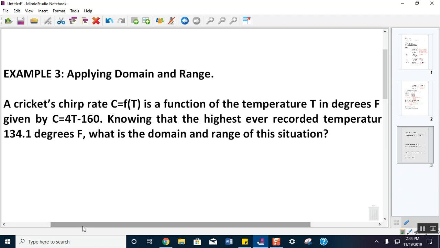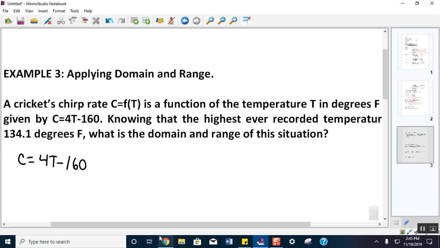It says a cricket's chirp rate C equals f of t as a function of the temperature T in what? Degrees Fahrenheit. This function is given by C equals 4T minus 160. Now it says the following. Knowing that the highest ever recorded temperature in the world is 134.1 degrees Fahrenheit, what's the domain and the range of this situation? Okay. What's C represent again, kids? Cricket chirp rate. And what's T represent again? Temperature outside.